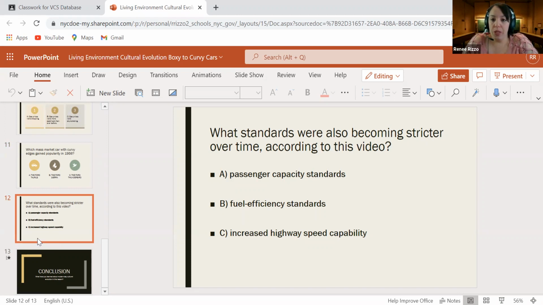Next question. What standards were also becoming stricter over time according to this video? A, passenger capacity standards, which would mean the amount of people that you could fit within a car. B, fuel efficiency standards, or C, increased highway speed capability. So the correct answer here is B, fuel efficiency standards. So as the United States began to become more strict about how fuel efficient cars should be, curvy cars became more and more appealing to mass market customers because they were more fuel efficient.